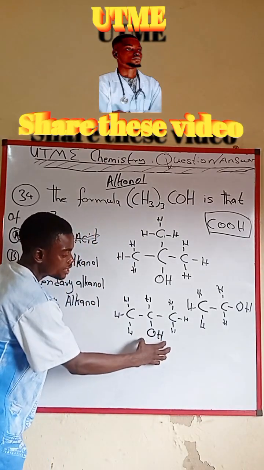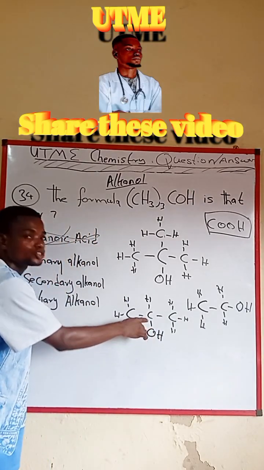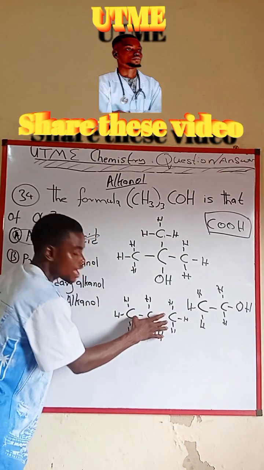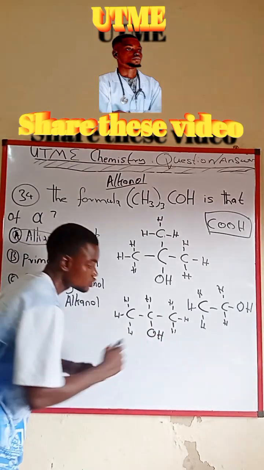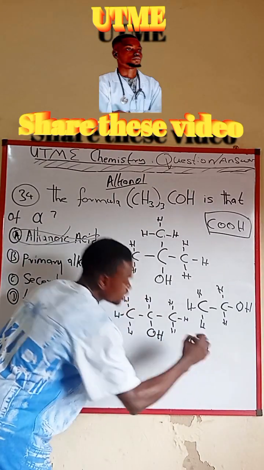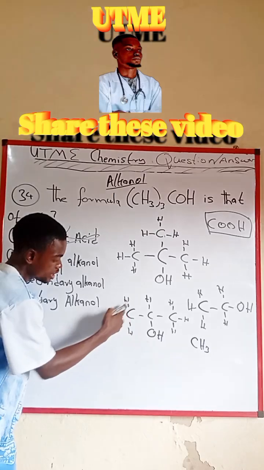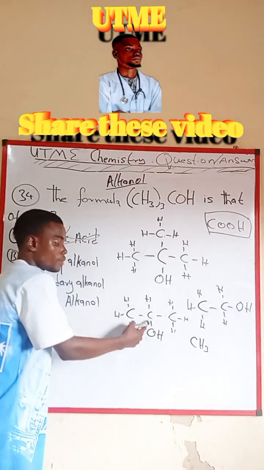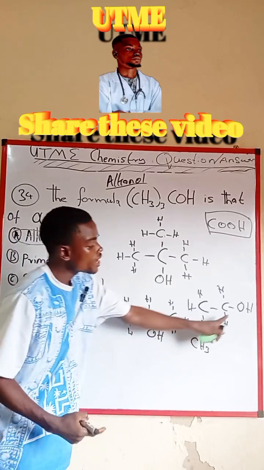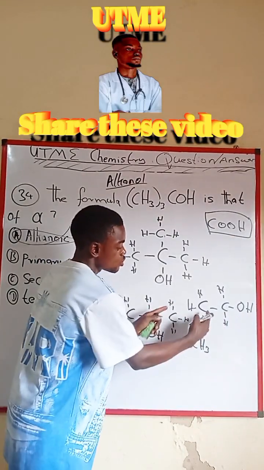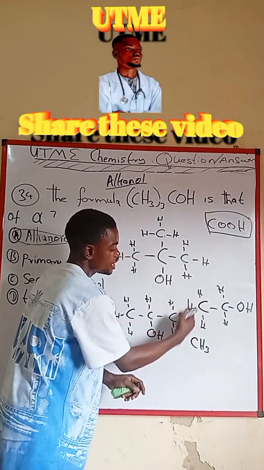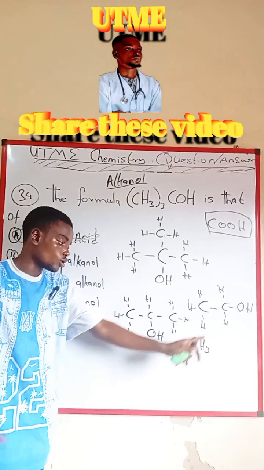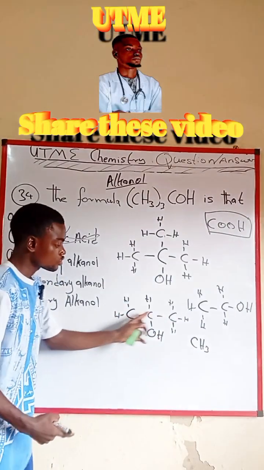Now this one over here is bonded to a carbon that is also bonded to two alkyl groups. An alkyl group is what we note as CH3. This carbon is bonded to two what? Alkyl groups, whereas this one here is bonded to one alkyl group, CH3. This is a primary alkanol. This is a secondary alkanol because of this.